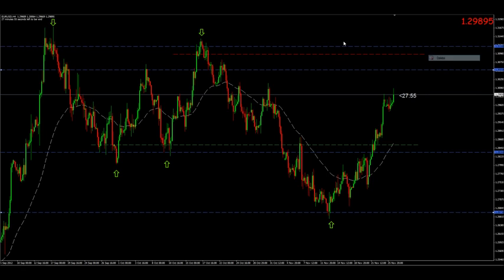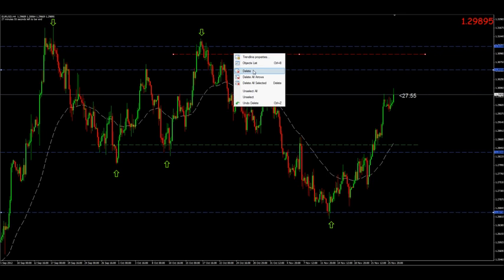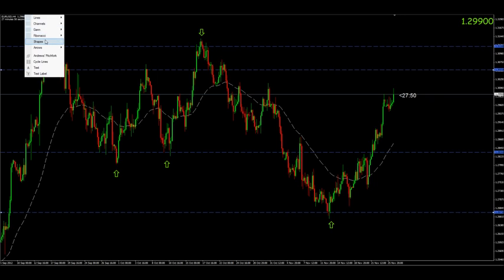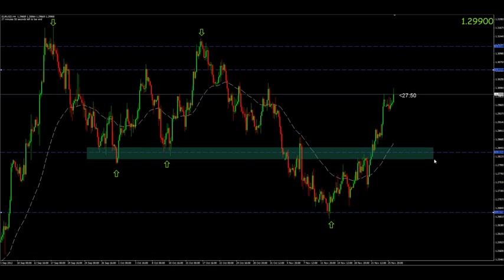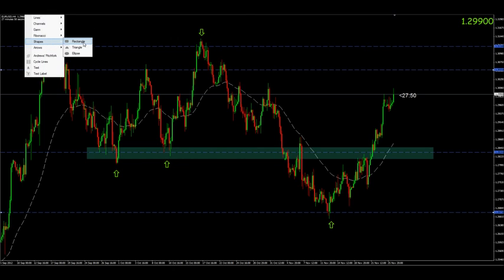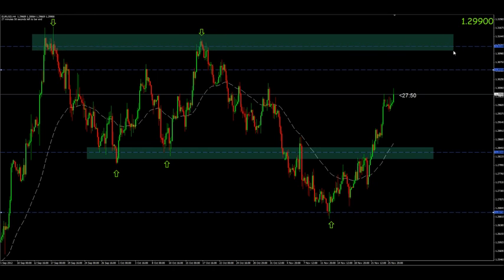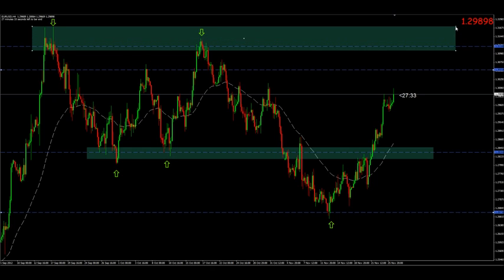I'll just get rid of this range. I'll just show you without those. Right, here's the bottom of the range. This is another way of doing it too. This is one way I do range trading as well, because sometimes highlighting the whole lot can confuse some people. This is the top of the range. So see these areas that are highlighted?